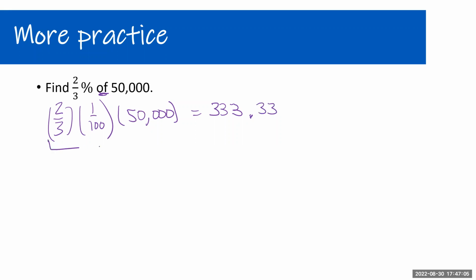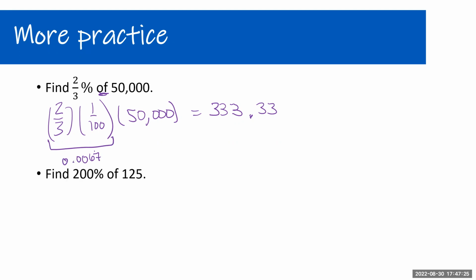Now, if you had done this part right here first, that's going to be 0.0067 roughly, and that's 6 repeating. So again, many ways to get to this same answer. 333 is 2/3% of 50,000.